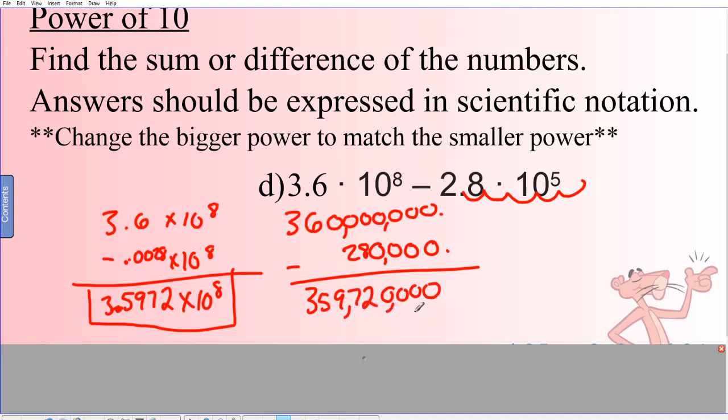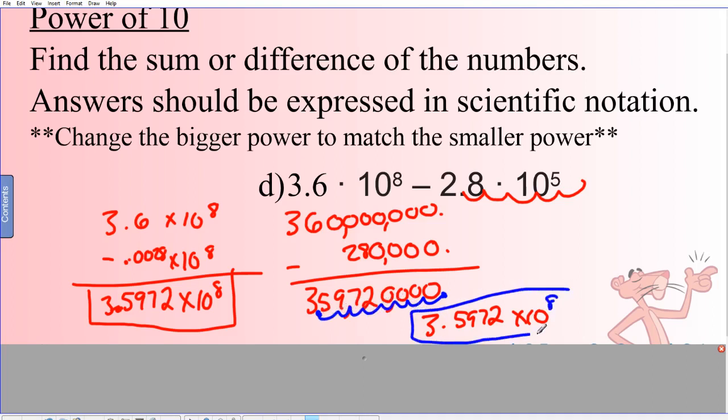And then you'd have to change it back into scientific notation. So then you have your 3.5972 times 10 to what power? Well, from where it starts to where you want it, 1, 2, 3, 4, 5, 6, 7, 8 places. You see, we got the same answer. It's the same thing. It just depends on which method you like.